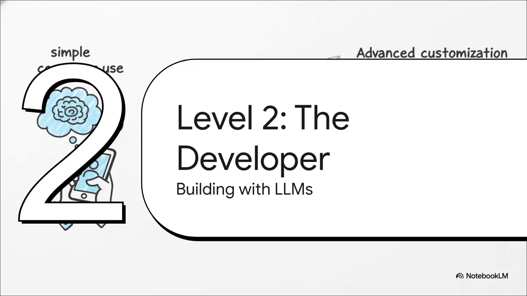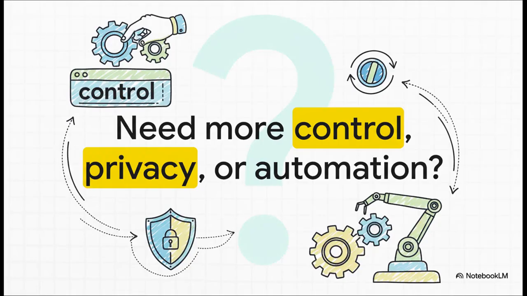This is a big shift. You go from being a user to being a creator. And your main tool isn't a chat box anymore, it's code. You're using what are called APIs to call on an LLM programmatically and weave its power right into your own software. But once you're in this developer world, you hit your first major fork in the road.